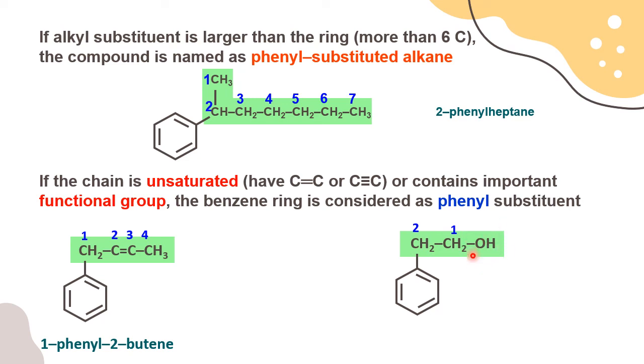So the priority is higher. Even though it has 2 carbons, it becomes our ethanol. And then this benzene will be a substituent, so we call it phenyl. So the name will be 2-phenylethanol.